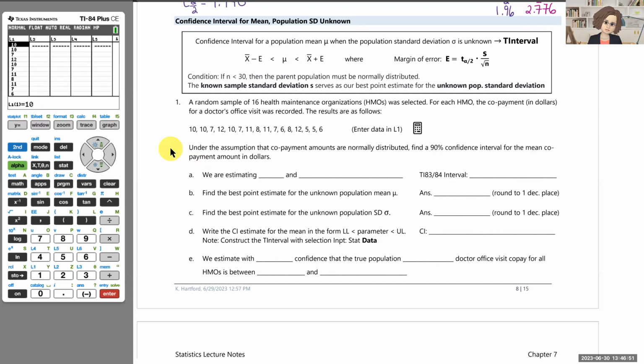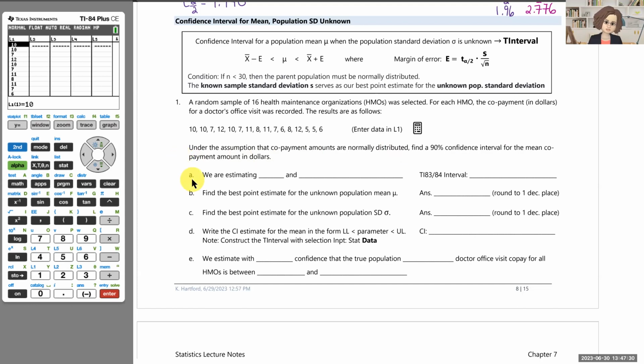All right, under the assumption that copayment amounts are normally distributed, so just pointing out that this is required because when our sample size is less than 30, and it's only 16, we need to know that our parent population, so the population of HMO copays in this case, is normally distributed. So that's just a requirement in order for the mathematical process here to be valid. And then, assuming that is true, find a 90% confidence interval for the mean copayment amount in dollars.